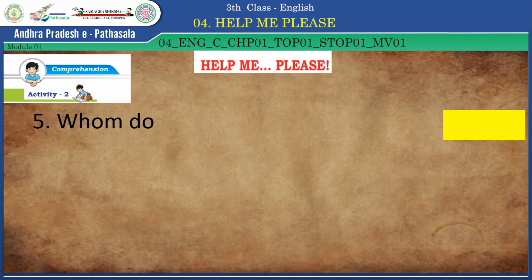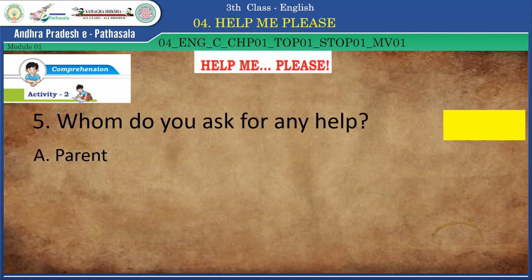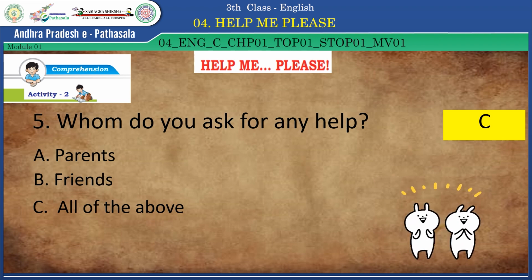Who do you ask for any help? A. Parents. B. Friends. C. All of the above. Yes, you are right. The correct answer is C. All of the above. Well done, children. Let us move to the next activity, vocabulary.